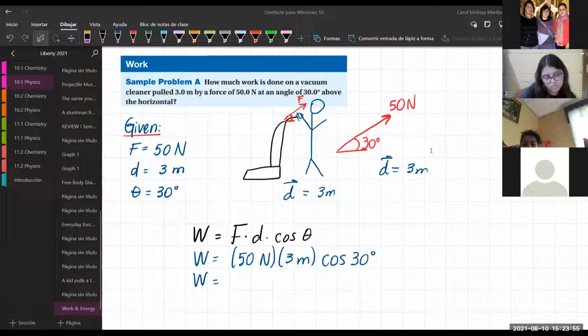How much is this? 129.9. 129.90 joules. Okay, 129.9 joules. You can write 130, that will be okay. I prefer that you write the decimals. And remember, the units that we obtain when we multiply newtons and meters is joule, okay?